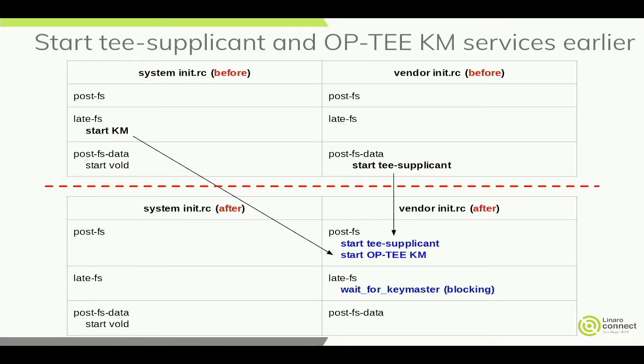What we had to do to make sure Keymaster starts first is move the T supplicant and the OptiKeymaster process to start on post-FS in the vendor stage, and then we add a wait-for-Keymaster executable. It's blocking, meaning it doesn't allow Vol to start until it's sure that the OptiKeymaster service is completely started, and then once that's done, it'll pass through and let Vol start.